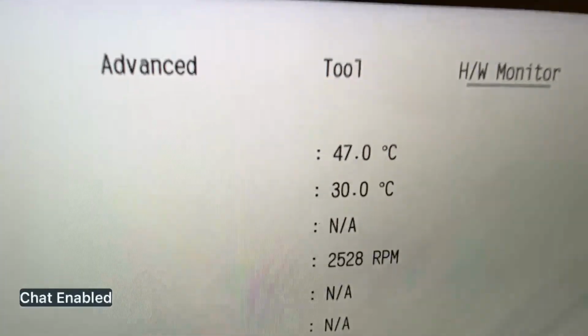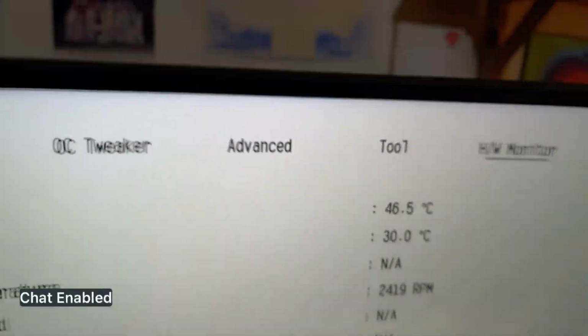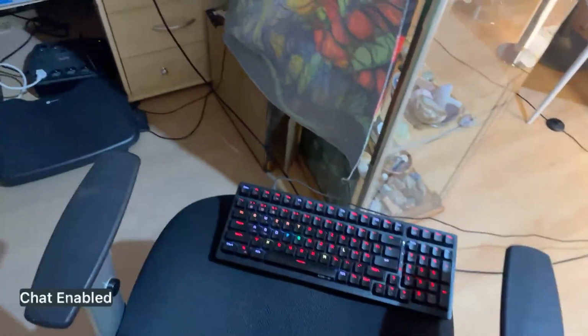And even at full speed, it goes to 47 degrees. Oh, 46. Idle, no problem. The full speed is only 2500 RPM. Okay. It's very funny cool. Very, very funny cool.